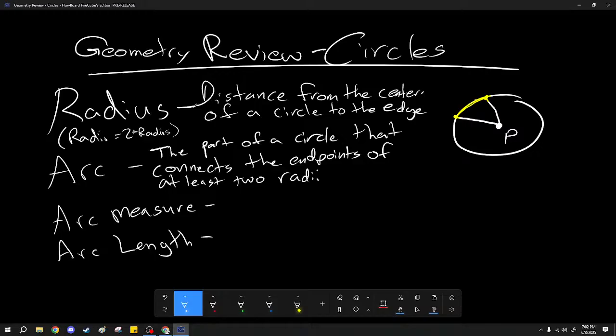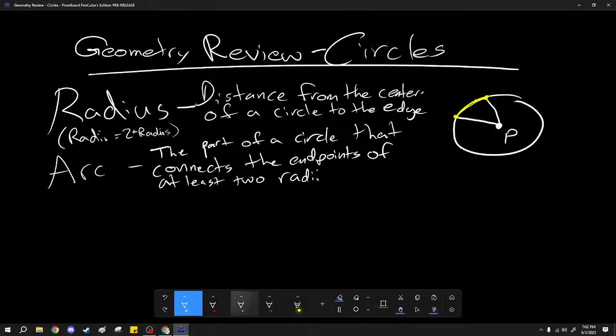There are 2 aspects to arcs that we're going to focus on: arc measure and arc length. I am actually going to rewrite these in different colors so we can differentiate them easier when we're doing the math. So arc length we'll do in red. Or sorry, arc measure. Arc measure is the degree measurement of this arc, and it's denoted by the letter n. I couldn't tell you why. That's a little degree symbol. I couldn't tell you why it's the letter n. That's just what we use.